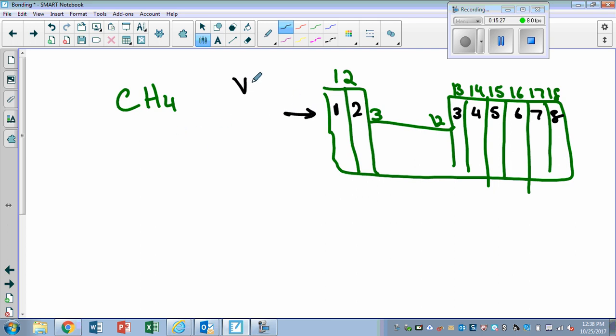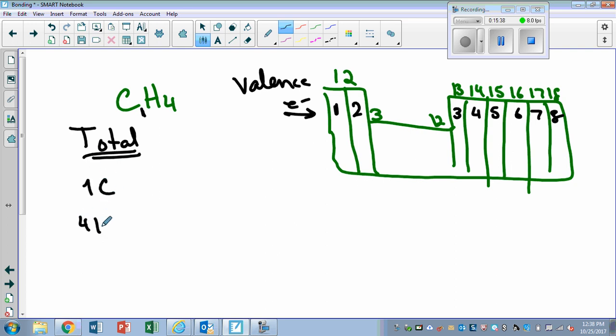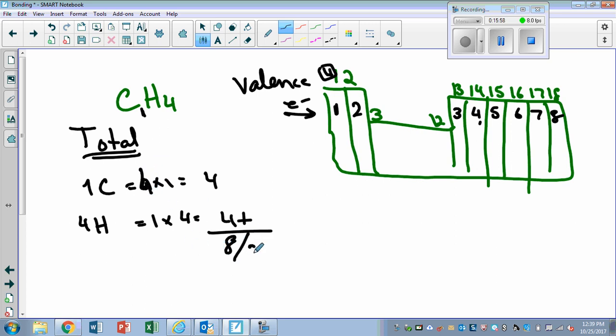So this number represents valence electrons. I want to see how many valence electrons I got. Let's get the total first. I have one carbon atom and 4 hydrogen atoms. Carbon has 4 valence electrons, 4 multiplied by 1 will be 4. Hydrogen has 1 valence electron, so 1 multiplied by 4 will be 4. I have a total of 8 valence electrons. I always divide it by 2 because I'm counting pairs. So how many pairs do I have? I have 4 pairs.